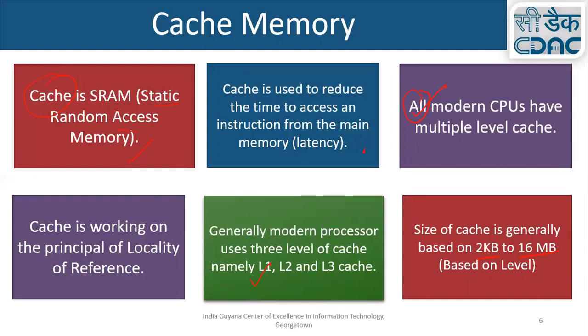Then cache, see this point. Cache is used to reduce the time to access an instruction from the main memory. Before the cache, the loading time of instructions from the main memory is high. But if you have the cache, this latency is reduced. Latency means the time required to move the data from the main memory to the registers. And cache works on the principle of locality of reference.